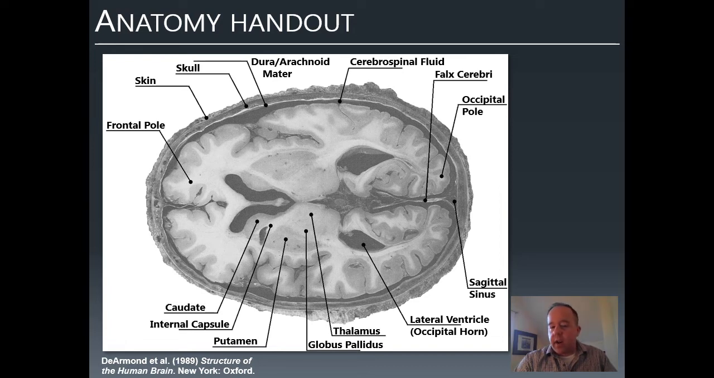And then finally, we have the caudate in front here. It's in the front part of the basal ganglia. Again, involved in reward processing and movement.